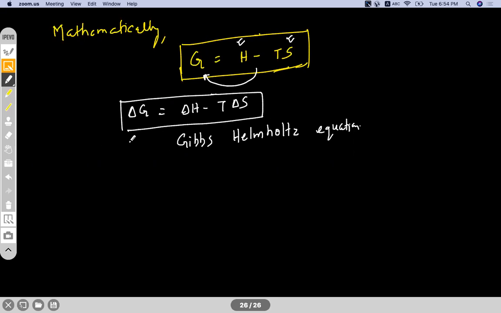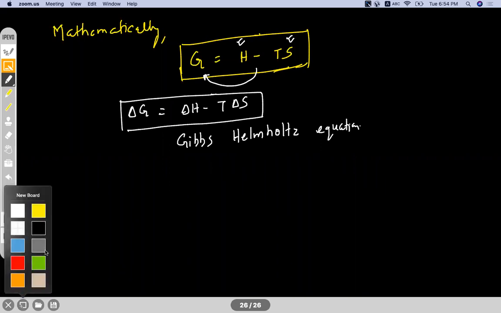Okay, so we'll see the condition of spontaneity now. What should be the value of G, Gibbs free energy, so that the process would be spontaneous? Write down here: condition of spontaneity.